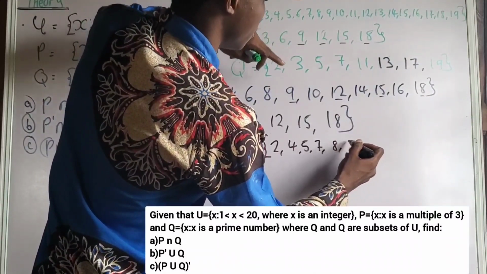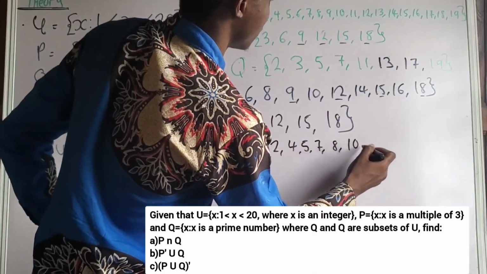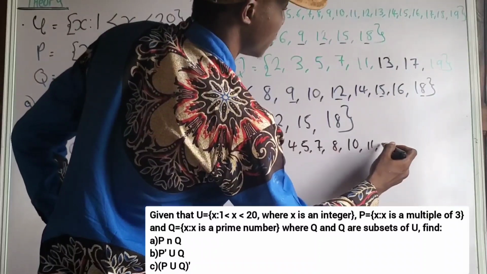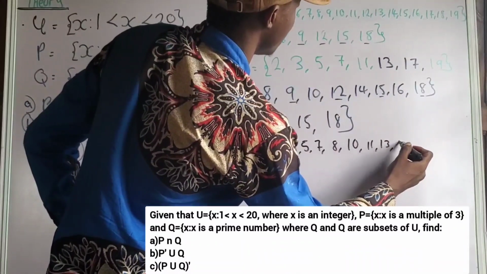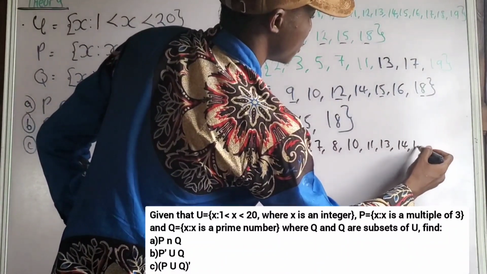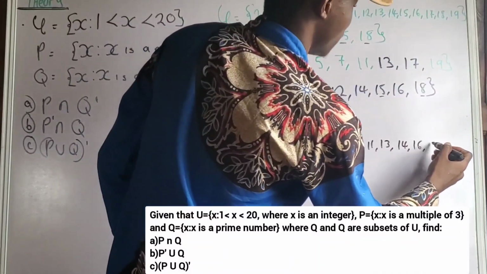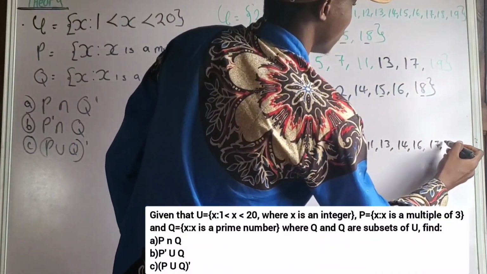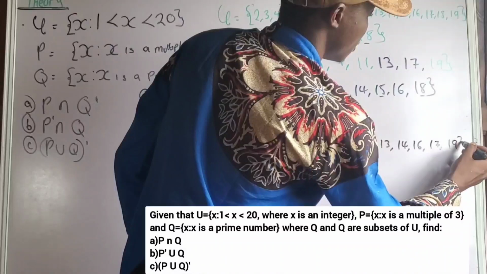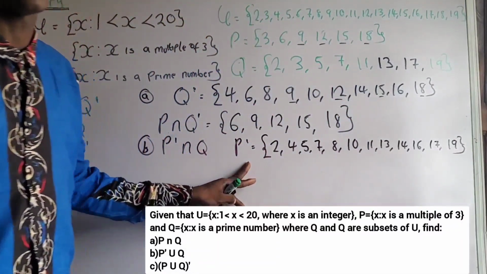8, 10, 11, 13, 14, 16, then we have 17, 19. These are P prime or P complement.